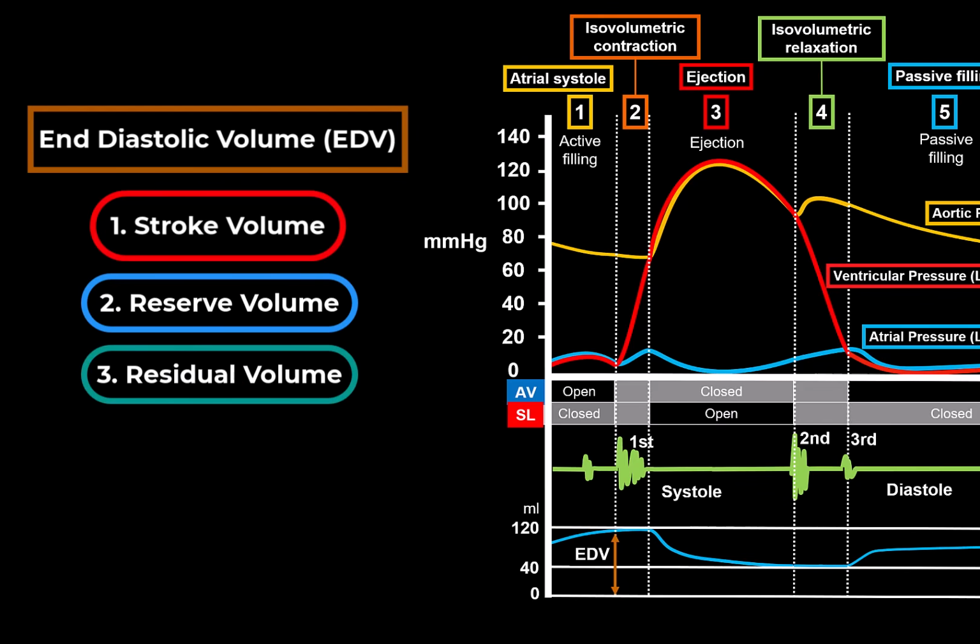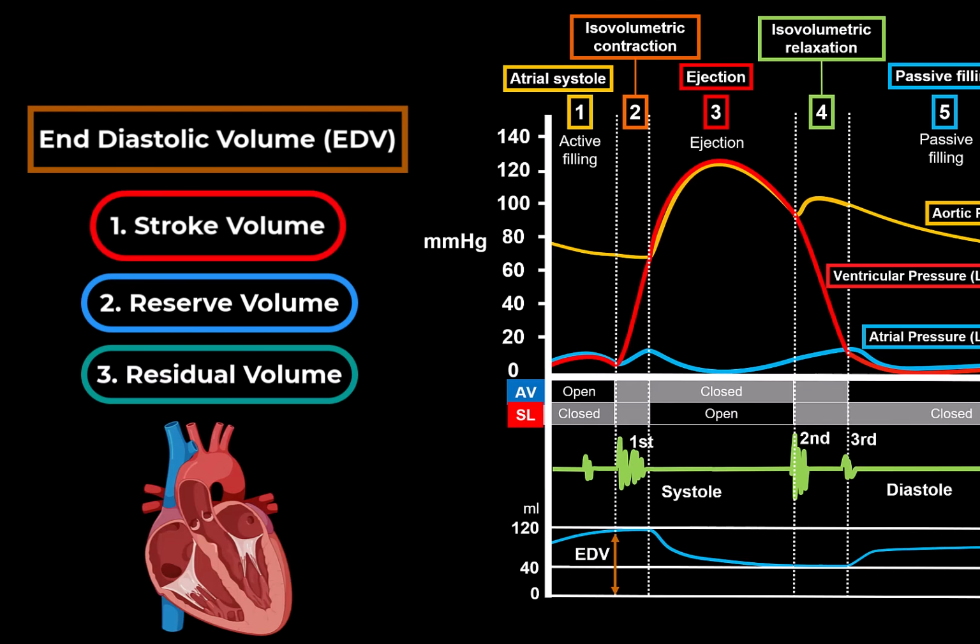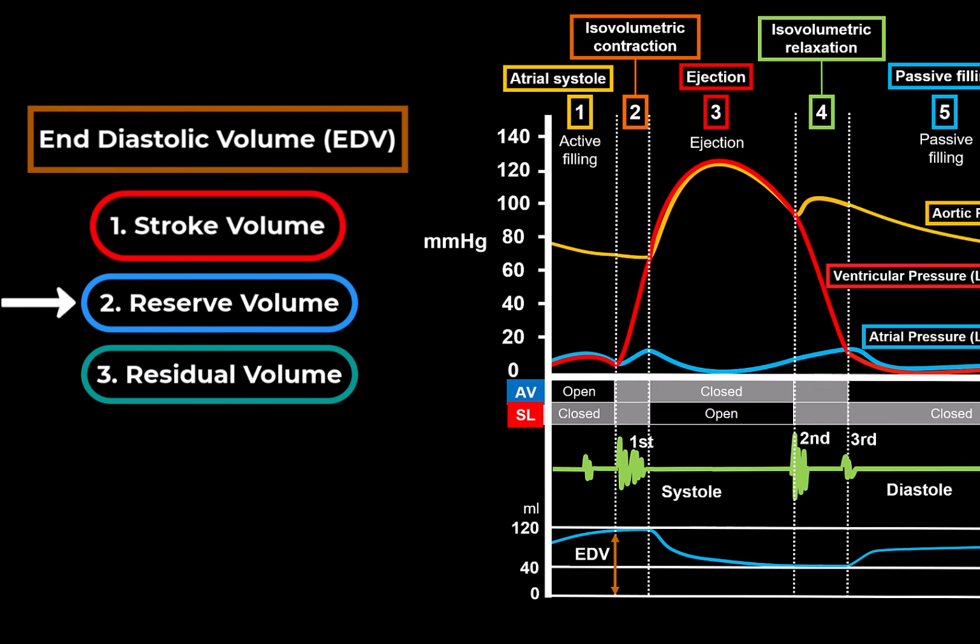The third volume is called residual volume, which is the volume that's never ejected from each ventricle even during the strongest contraction. So the ventricles never really become completely empty, mostly to prevent the walls from sticking to each other. Remember, anatomically, the right ventricle has a weaker contractility and a larger internal volume than the left ventricle. So the residual volume in the right ventricle might be a little bit higher than the residual volume within the left ventricle. So reserve volume is only pushed out when needed, residual volume is never pushed out.